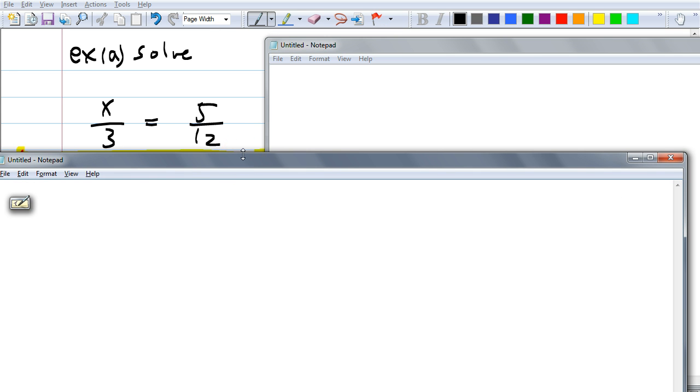Here's a question that you may see on the test or on your homework. Something like this, right? This time there's only one variable. So I have x over 3 equals 5 over 12, my bad, 5 over 12. Now, knowing what we just learned, what can we do to solve for x? In other words, let's just get rid of all the denominators. After all, it's an equation, right?